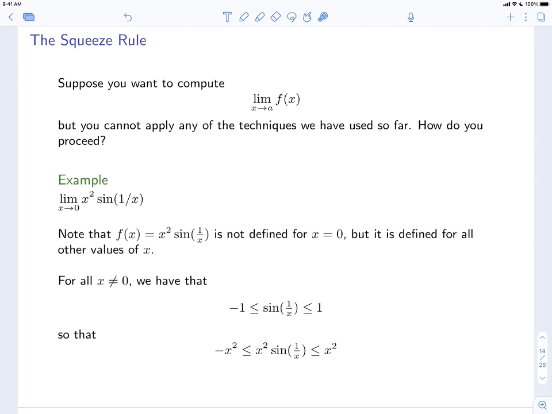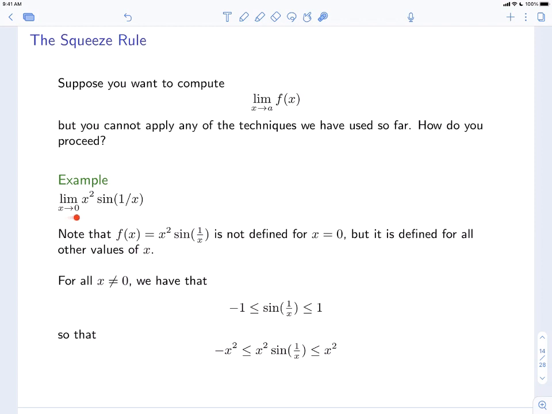Sometimes you'll want to compute a limit where you can't apply any of the techniques that we've used so far. And if that's the case, then what you need is some other rule to help out. And that's called the squeeze rule. At least that's the rule that we're going to use here. So let's take a look at this example.